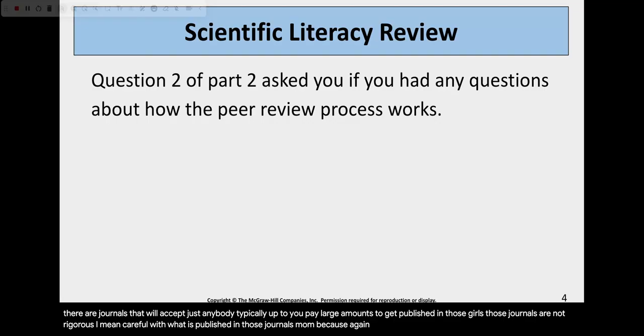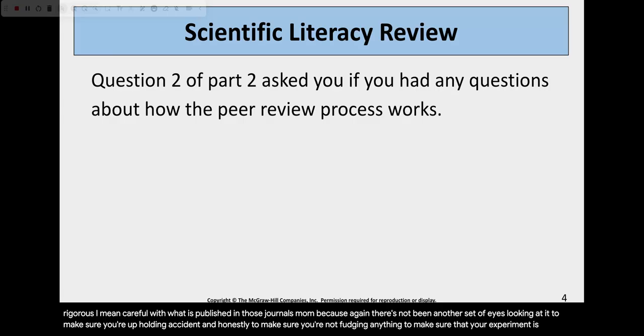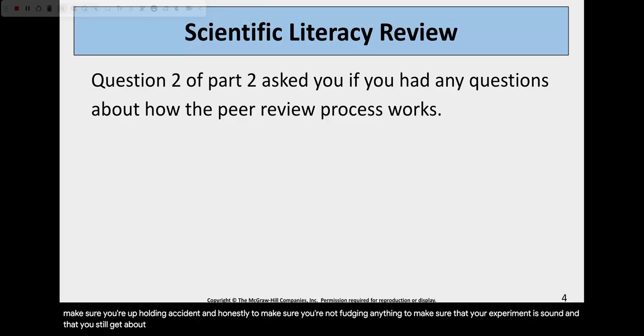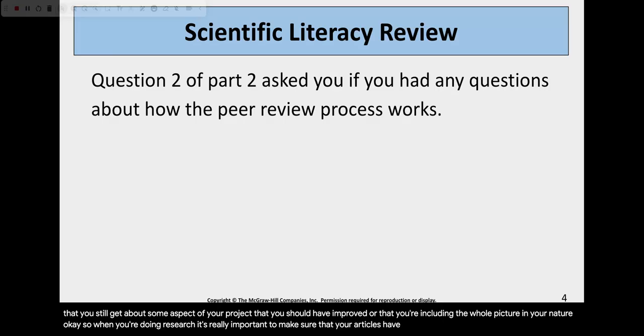Because again, there's not been another set of eyes looking at it to make sure you're upholding academic honesty, to make sure you're not fudging anything, to make sure that your experiment is sound and that you didn't forget about some aspect of your project that you should have included, or that you're including the whole picture in your paper, right? So when you're doing research, it's really important to make sure that your articles have been peer reviewed.